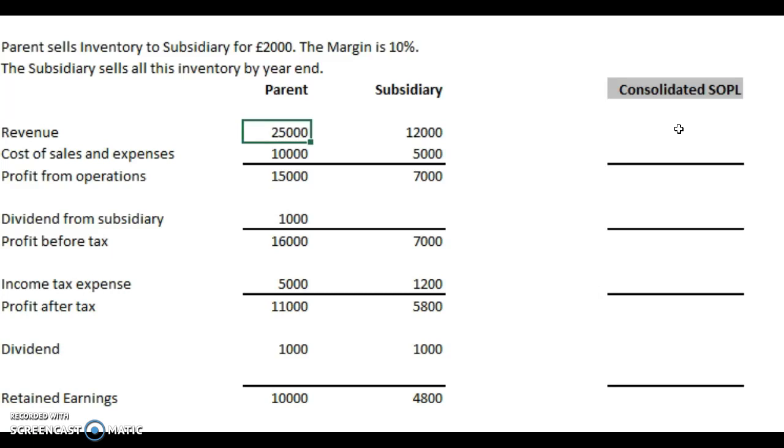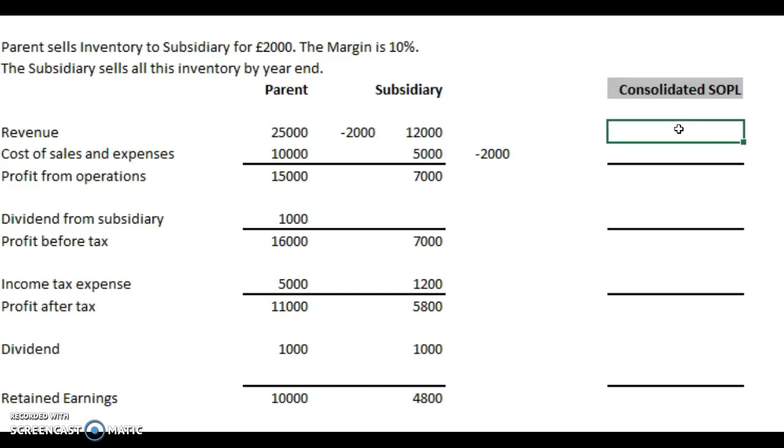So what happened? The parent sells inventory to the subsidiary for 2,000. So we need to reduce this figure, which is the revenue figure for the parent, by 2,000. And we need to reduce the cost of sales, the cost of goods of the subsidiary, by the same amount, because the parent has sold to the subsidiary. It's 100% owned, and when we consolidate, there's no point making a profit out of yourself if you're in the same group. So now we are ready to rock and roll.